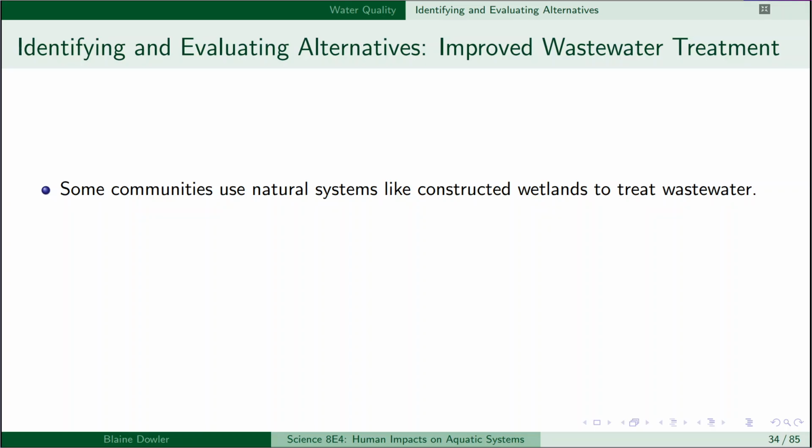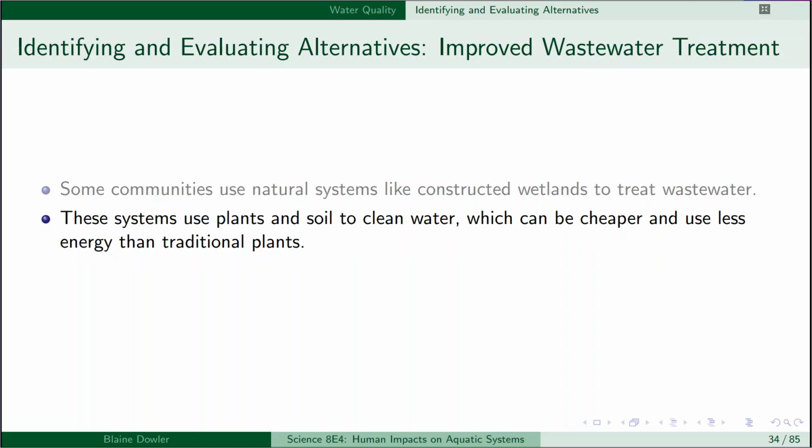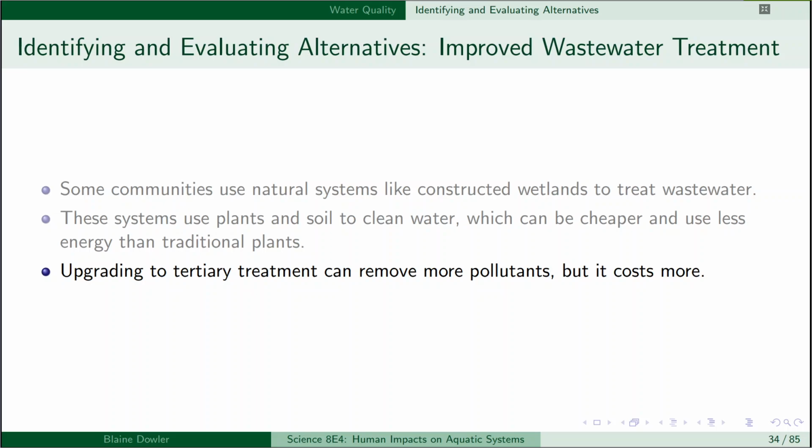Improved wastewater treatment. Some communities use natural systems like constructed wetlands to treat wastewater. These systems use plants and soil to clean water, which can be cheaper and use less energy than traditional plants. Upgrading to tertiary treatment can remove more pollutants, but it costs more.